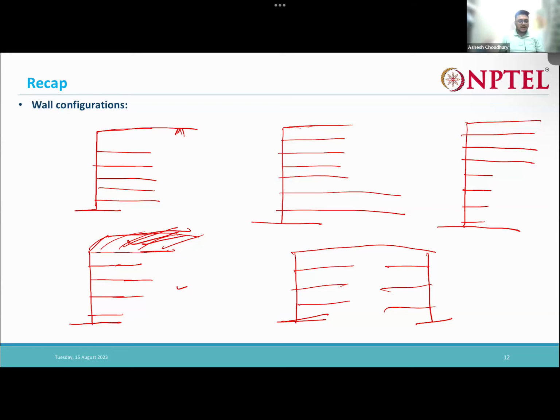Then apart from that, we have tiered walls, bridge abutments, and also these walls for bridge abutments.